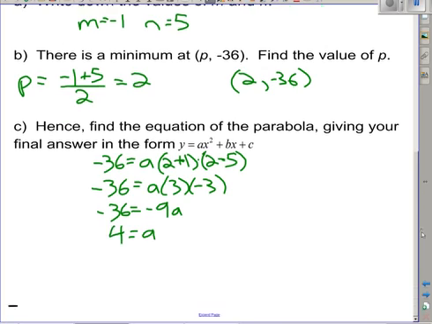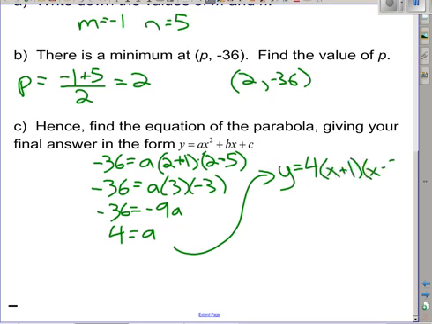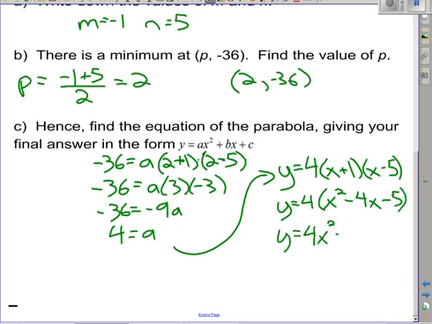Okay, we're almost there. So really, our equation is this. Let's put it in trinomial form. No big deal. Just expand our binomial. So we'd get x squared minus 5x plus 1x, so minus 4x minus 5. Multiply them out. We get 4x squared minus 16x minus 20.